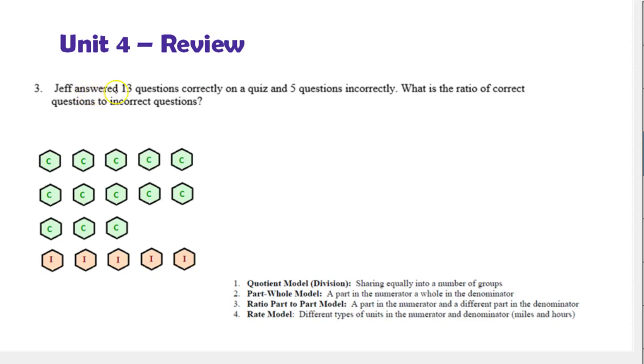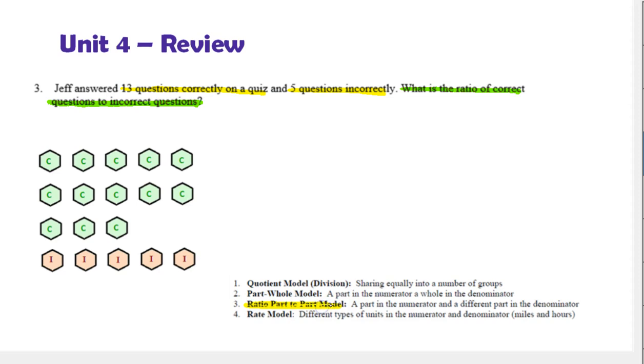Jeff answered 13 questions correctly on a quiz and 5 questions incorrectly. And here comes the question. What is the ratio of correct questions to incorrect questions? So notice this one didn't say what is the fraction of correct questions to incorrect questions, even though that wouldn't necessarily be wrong. The word ratio is used typically when we have either a part-to-whole model like the last problem or a part-to-part model.